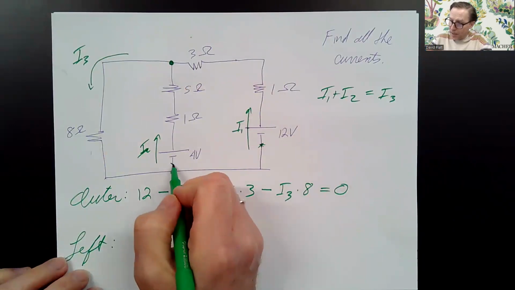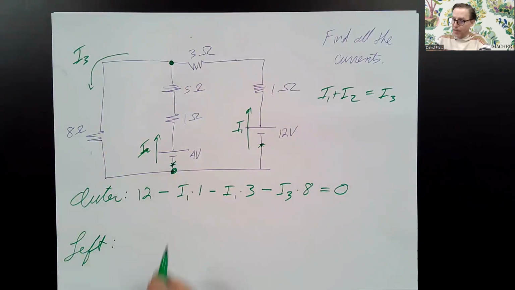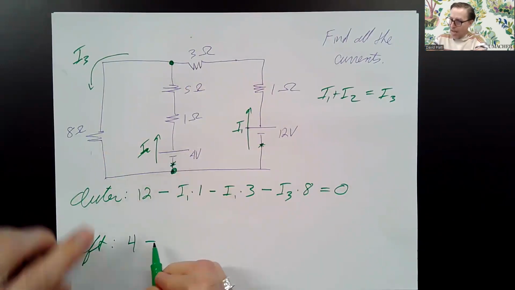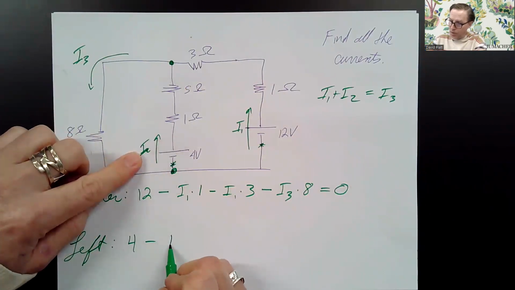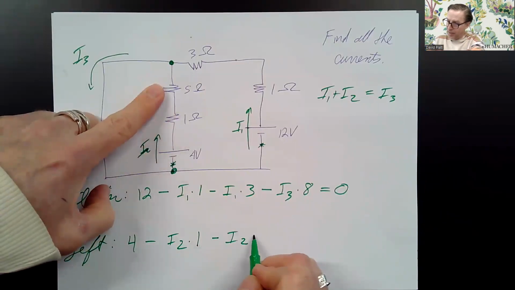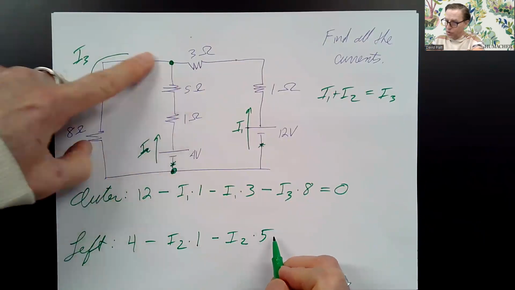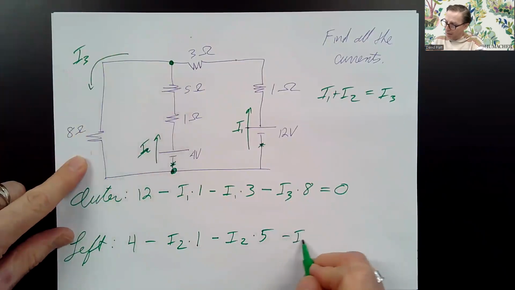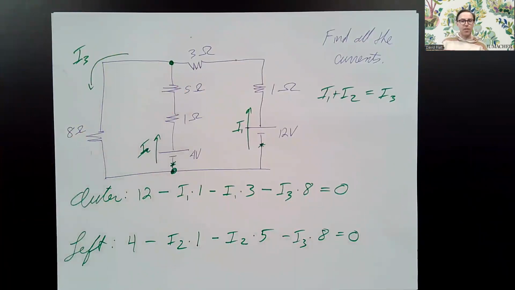For my left loop, I'm again going to start on the negative end of a battery. This time I'm going to increase 4 volts, and I'm going to minus I2 times R, minus I2 again times R, minus I3 times 8 equals 0. So now I have three equations and three unknowns, I1, I2, and I3. So mathematically, it is trivial: three equations, three unknowns, we're done. But let's go ahead and solve for I1, I2 and I3.